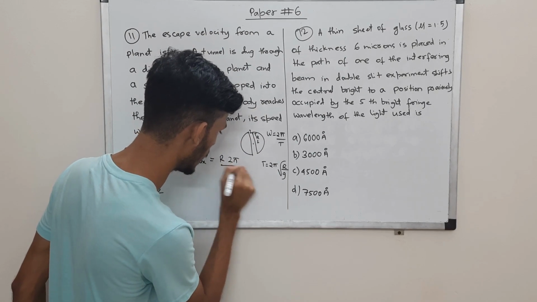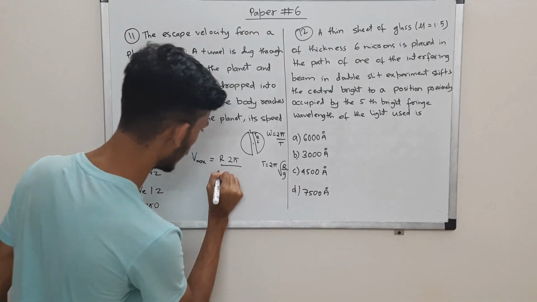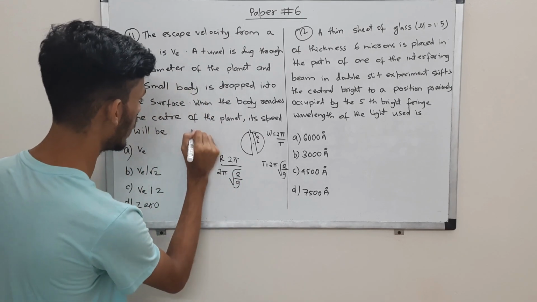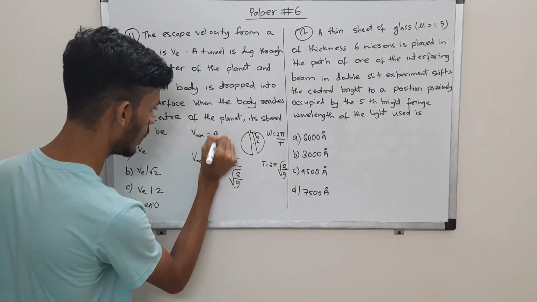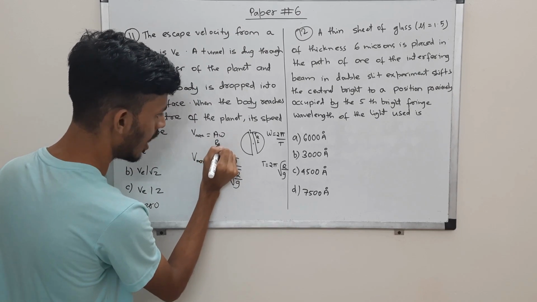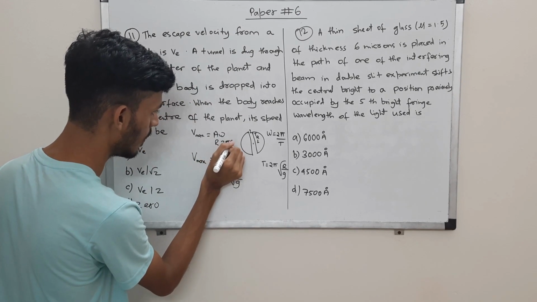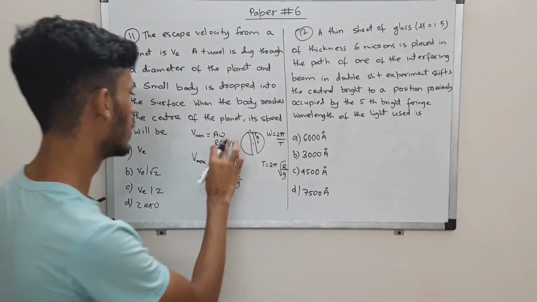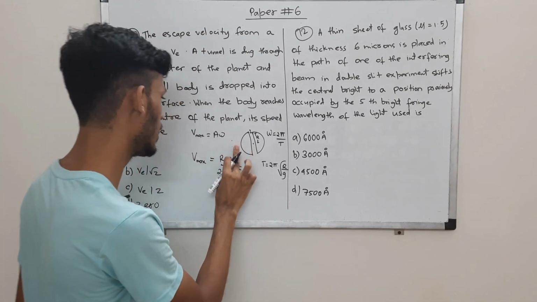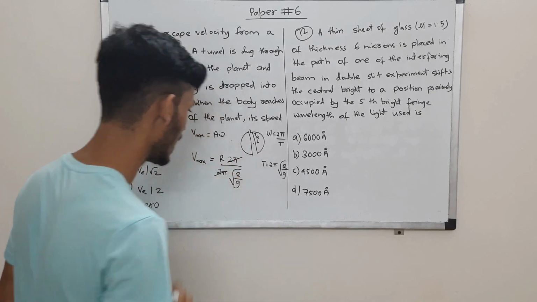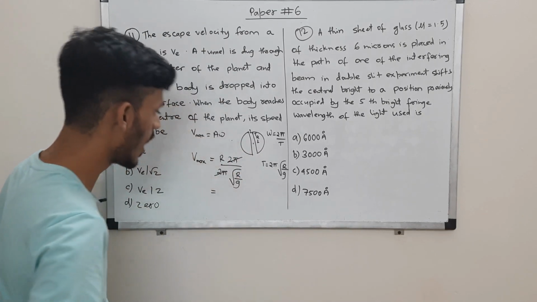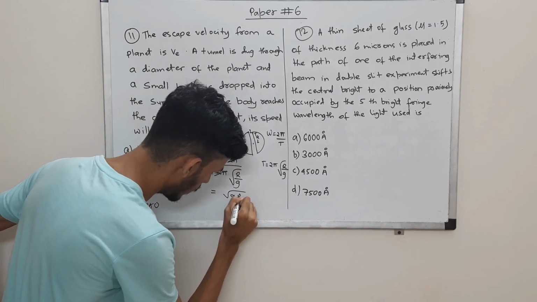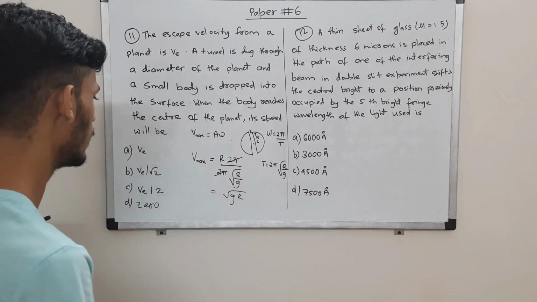T you can itself write as 2 pi under root R by g. So basically we started with V max equal to A omega. A we replaced with R, and omega we replaced by 2 pi by T, and T we replaced by this expression. So we reached over here. 2 pi will get cancelled, and what do we have? We have g will go on top and under root R. One under root R will cancel that, so we are going to get this.